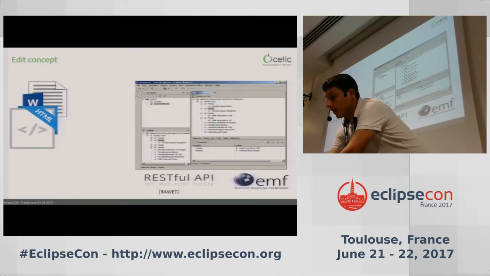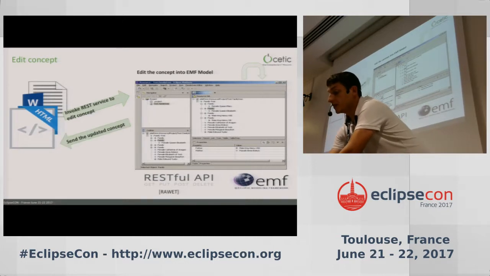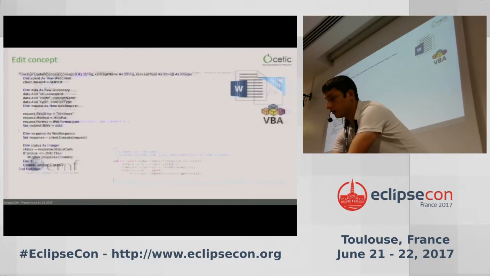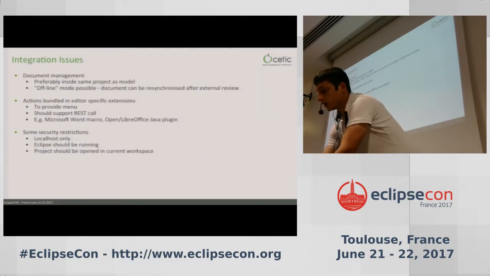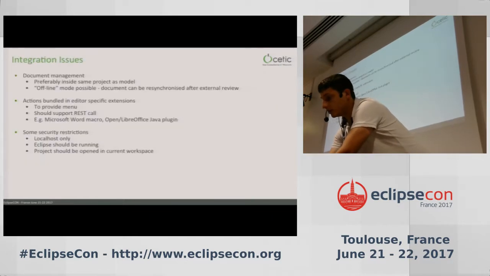It's the same for the VBA macro, and editing the concept is the same. You invoke the REST service to edit the concept. The concept is edited in Eclipse, and you send the updated concept back, to make sure that in case of error you don't rename the concept in the document, because that would create an inconsistency between your model and your document. I'll skip the code so I can do the demo and answer your questions after.